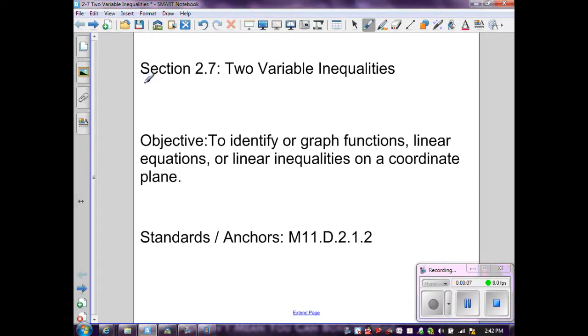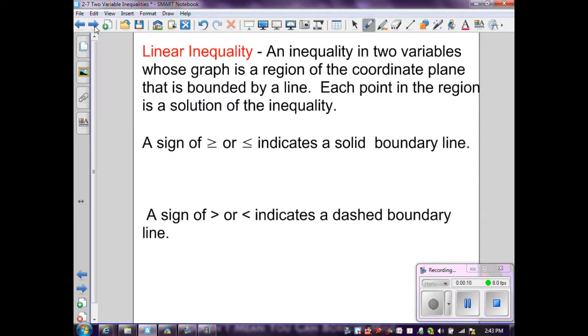Section 2.7, two-variable inequalities. When we have two-variable inequalities, we can have linear inequalities. An inequality in two variables has a graph that is a region of the coordinate plane bounded by a line. Each point in the region is a solution of the inequality. When we previously graphed equations, the line itself was the solution to the equation. When we deal with inequalities, we are also going to graph a line, but there is a region on the plane that is the set of all solutions for that inequality.